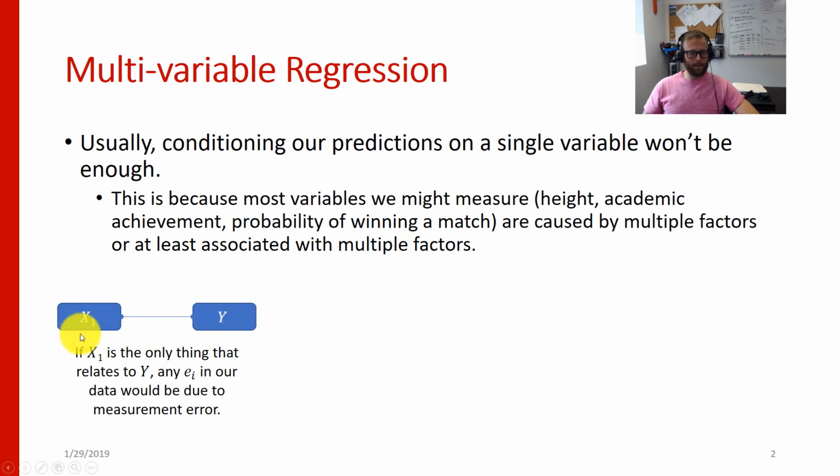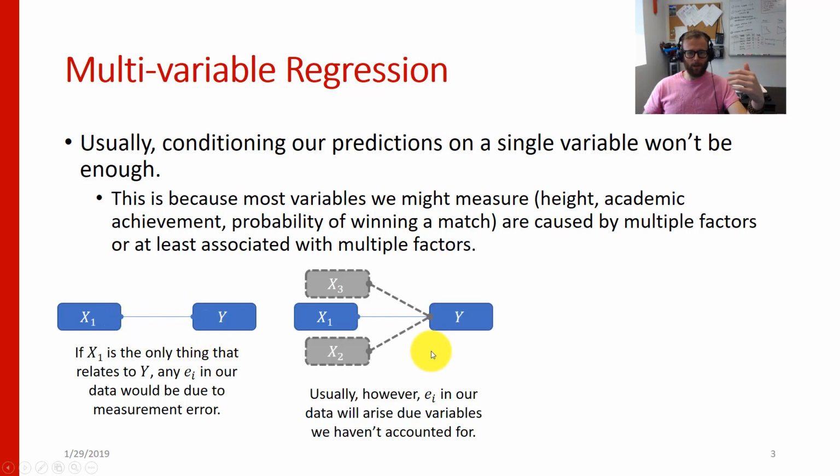If this was the case, if there was only truly one association between y and some other value, any errors in our data would be due to measurement error. This often isn't the case, though. We will have y that's related to some x, but it's probably also related to some other x's. And in that situation, the errors arising in our data, some of them almost certainly are due to measurement error. But a lot of the time, these errors are actually going to be due to incomplete knowledge.